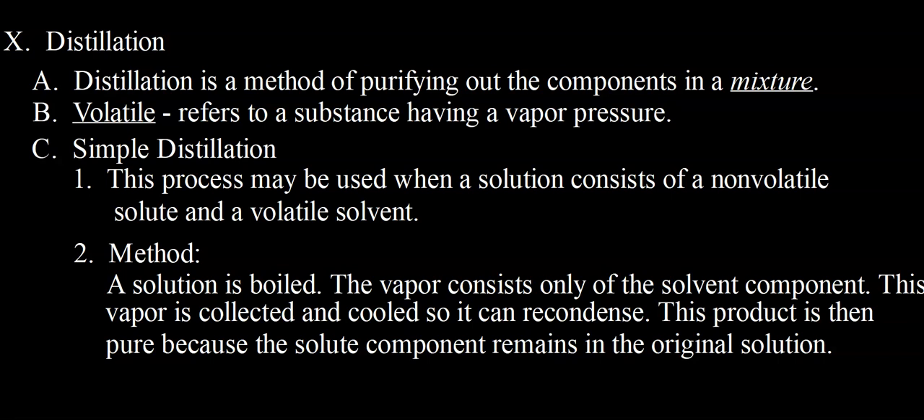Condense means to change into a liquid. So you take the gas, collect it, cool it down so that it will turn back into a liquid. This product is then pure because the solute component will remain in the original solution. So just boil that solution completely, collect that vapor, which will be pure solvent, and the solute will be left behind in your container. If you took a pot of salt water, put it on the stove, and completely boiled away the water, you'd be left with a white residue inside the pot. That white residue would be the sodium chloride.